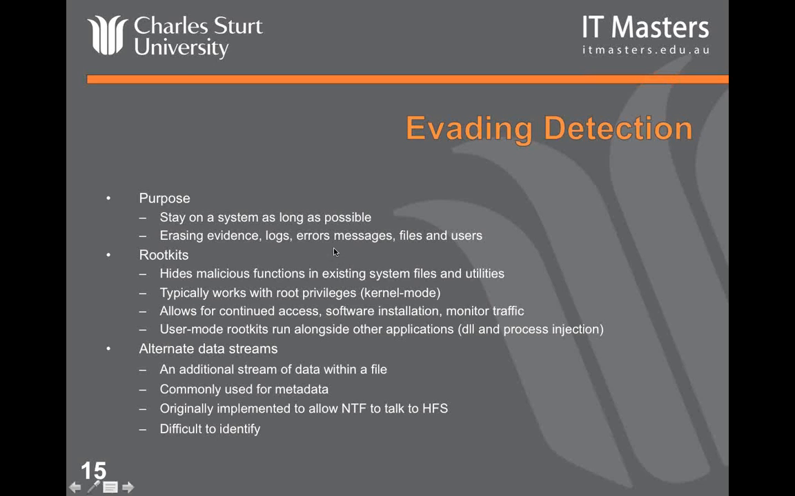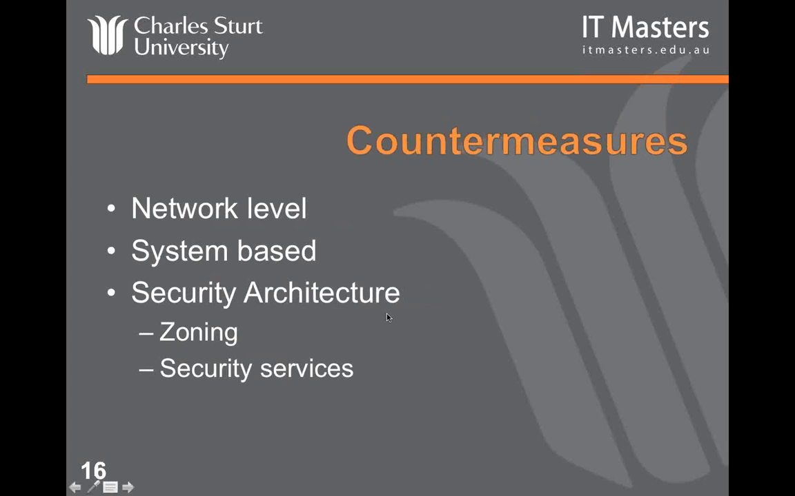And then there's this thing about alternate data streams. This really is just a quirk of NTFS, where you can inject data into a file that can be retrieved by a special command. It's commonly used for metadata. It's difficult to identify. You can find files that are larger than they should be, but basically it's a place for attackers to hide information. Quite interesting. I might post something about alternate data streams on the forums.